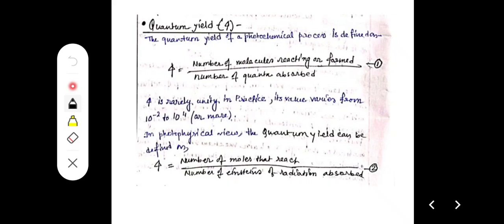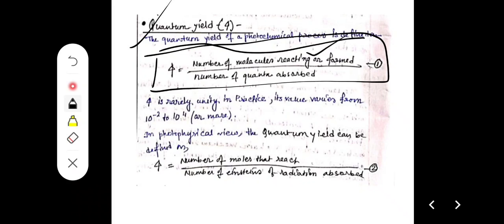So obviously quantum yield is related to quantum. It is designated as phi. The quantum yield of a photochemical process is defined as phi equal to the number of molecules reacting or formed. If we consider the reactant, phi equals the number of molecules reacting divided by the number of quanta absorbed. If we are concerned with product formation, phi equals the number of moles formed divided by the number of quanta absorbed. Both terminologies can be used.